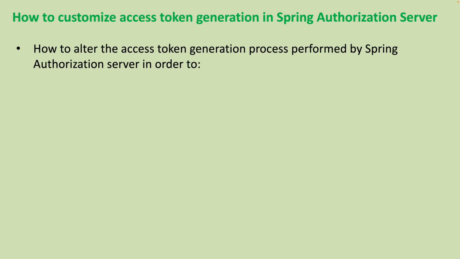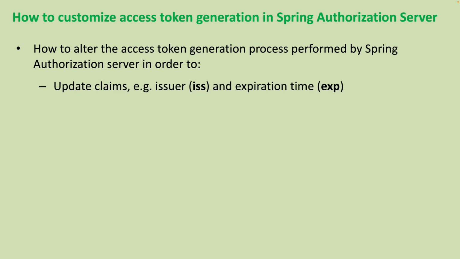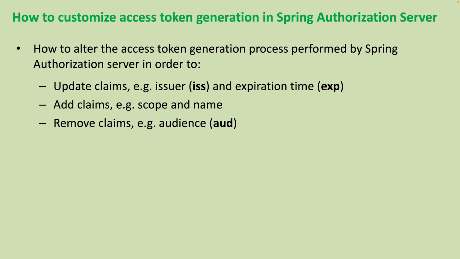In this video, I'd like to share with you how to modify the access token generation process performed by Spring Authorization Server in order to update some claims, such as updating the issuer name and expiration time, or add some claims, such as adding scope and name, or remove claims, such as removing the claim audience.